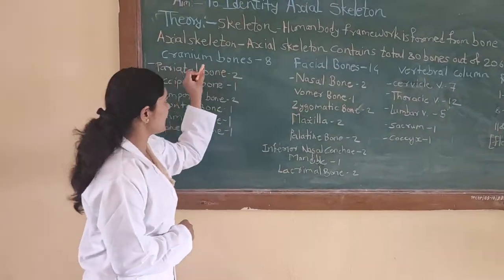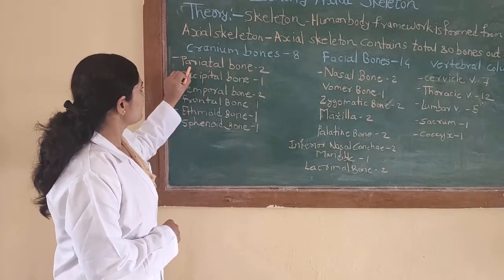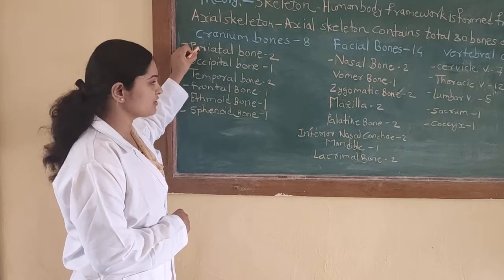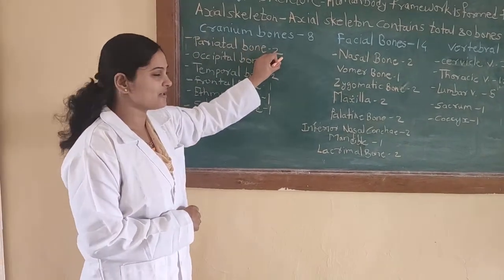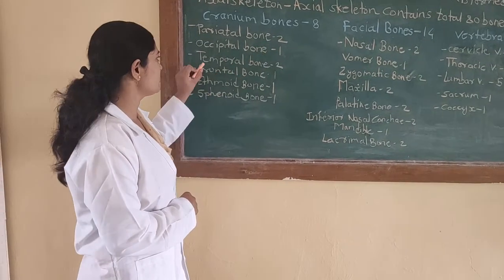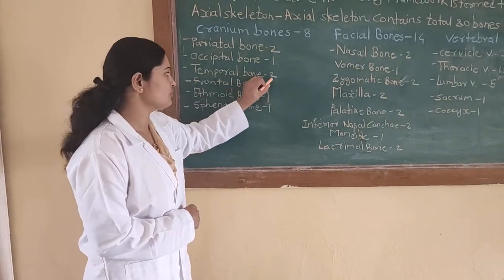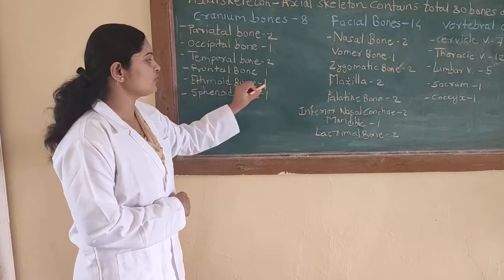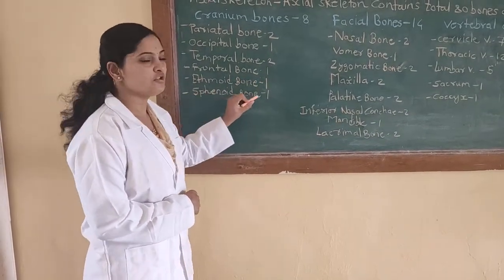In the list of cranial bones, first is the parietal bone, 2 in number, then the occipital bone, 1 in number, then the temporal bone, 2 in number, the frontal bone, 1, the ethmoid bone, 1, and the sphenoid bone, 1.